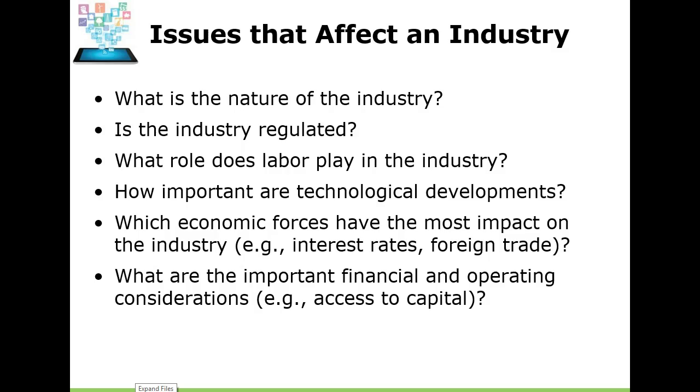The government regulation of the industry is a big factor too. How much is the government going to get involved and impose more requirements and regulations that could weigh down the profitability? What role does labor play? If you're, say, the automobile or airline industry, labor is a big part. You've got your flight attendants, your baggage handlers, your pilots, your co-pilots. If they have strong unions, they can demand more money, and that can be an effect on the industry.